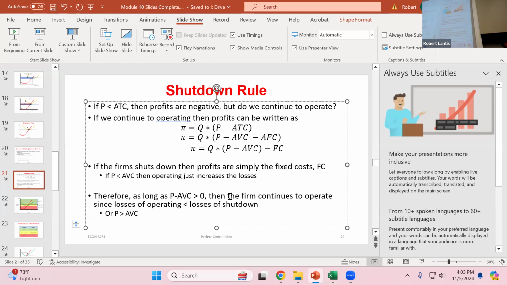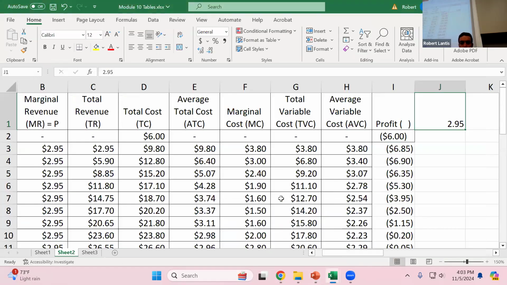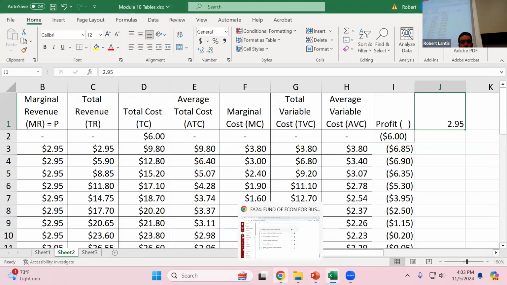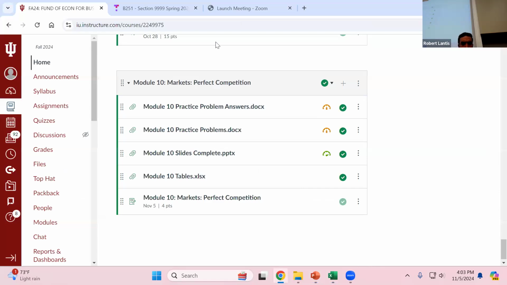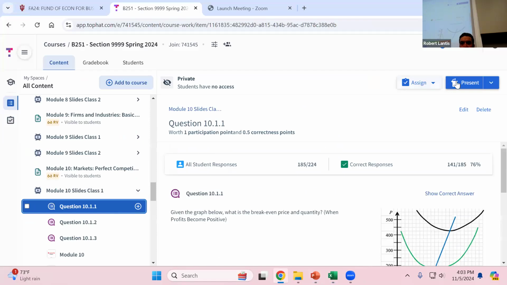As long as price is above average variable cost, our losses from staying open and operating will be lower than the losses if we just shut down. But as soon as that price falls below average variable cost, we should just shut down completely. Okay. All right. So we'll revisit this next class and dive deeper into it. But before that, within class here, I want to work through some of these. Okay?